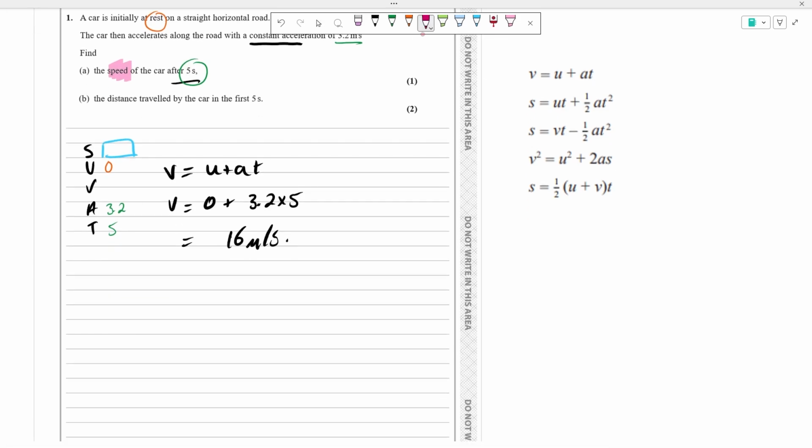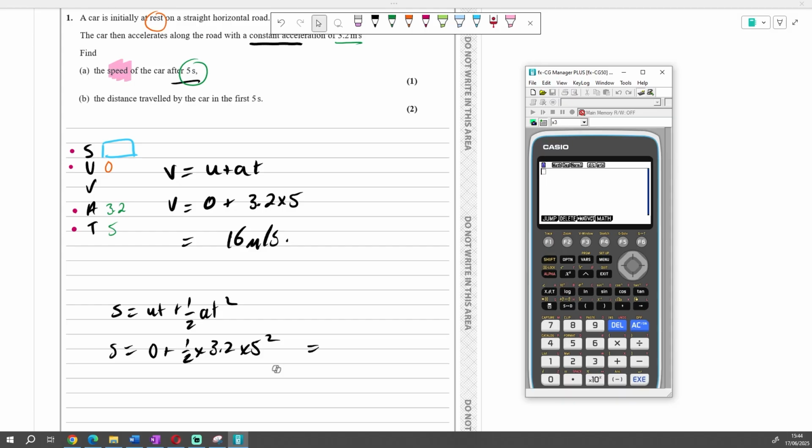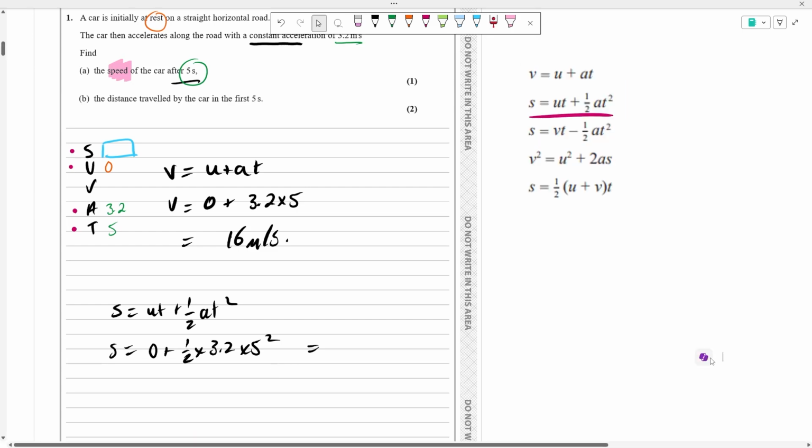This time we have S, U, A, and T. So we're going to be using this equation here. S equals UT plus a half AT squared. UT is just going to be 0 because U is 0. A half times 3.2 times 5 squared. We can put that into our calculator. A half times 3.2 times 5 squared. 40 meters.